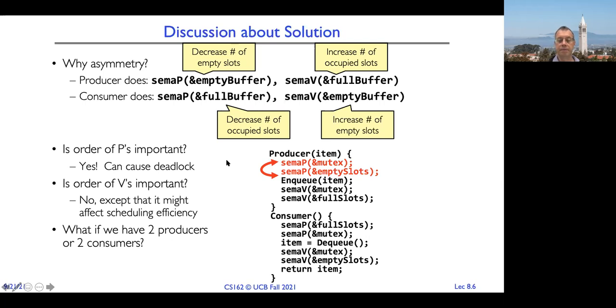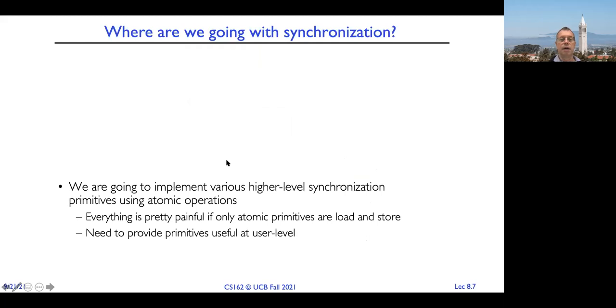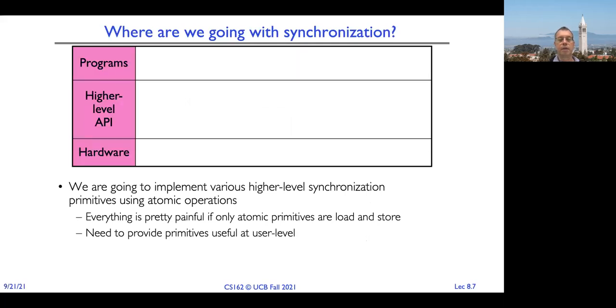Good. So you can see that P and V are synchronization primitives. And now what we are going to do in the rest of these lectures is try to figure out how to implement these synchronization primitives.